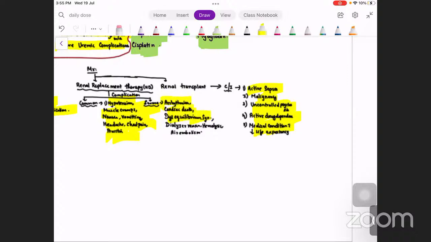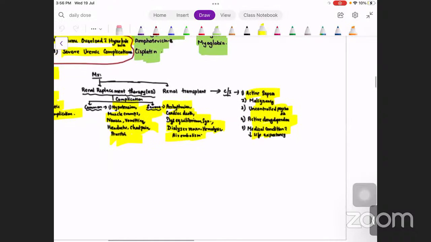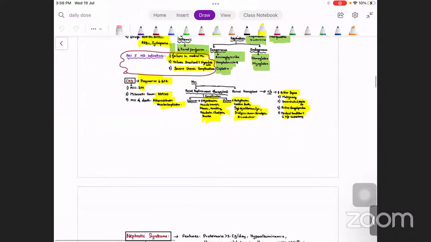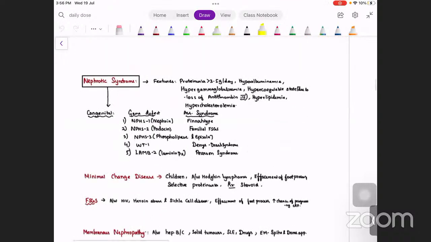disequilibrium syndrome, very, very common. Dialysis disequilibrium syndrome is very, very common. Also dialysis reactive hemolysis and air embolism. Air embolism is very, very uncommon, but it is very, very severe in terms of severe complications due to your hemodialysis. These are the common conditions you may experience in the hemodialysis patient.